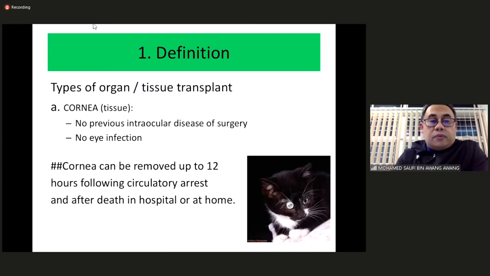So, types of organ and tissue transplantation. Number one, cornea, of course, a tissue. There are certain conditions. One of them is making sure there is no previous injury to the eyes or any disease or infection. In fact, cornea can be removed up to 12 hours following circulatory arrest or death in hospital. That means when somebody passed away or is brain dead, once you remove the ventilator, you can still harvest the cornea as opposed to other organs, right? So there's a difference between cornea and other organs, which I'm going to share with you after this.